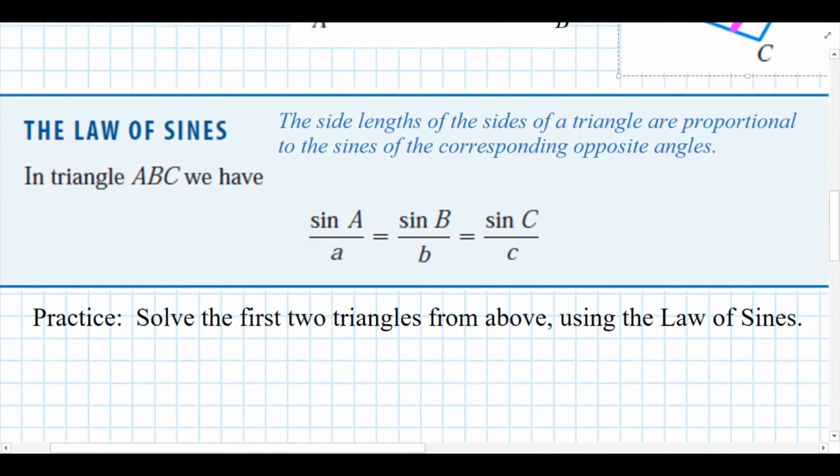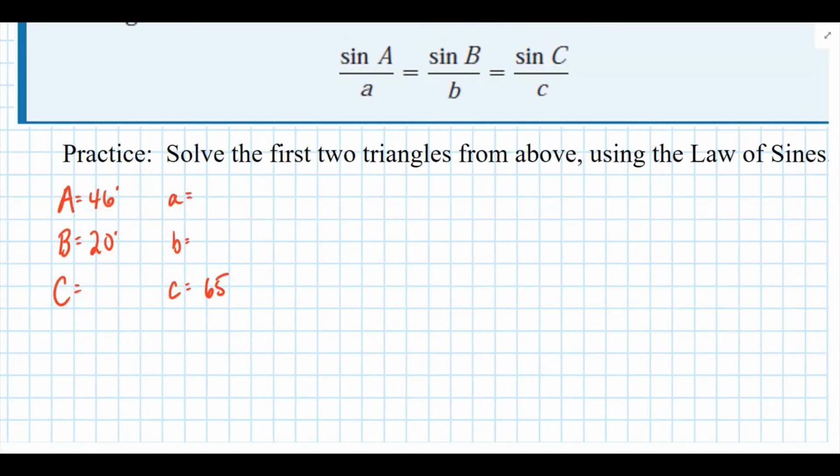The law of sines states the side lengths of the sides of a triangle are proportional to the sines of the corresponding opposite angles, which is usually accompanied by the following equations. Let's use this information now to solve the first triangle above. Since our objective is to identify all side lengths and angle measures, I like to start by writing down the provided information. In this example, it is very easy to solve for the missing angle measure, so I'll do that now.